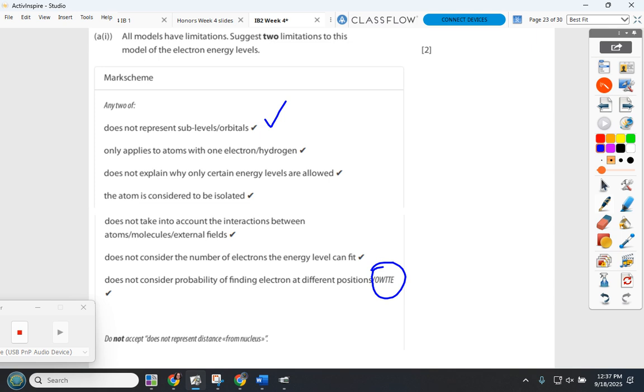If you said something that was not on this list, but also not on the do not accept section, would they give you the point? What I have been told is that the moderators are looking to give you points. So if there's something that was maybe not on this list but made sense, I think they would give you the point. But I've never been a moderator, so I can't tell for sure.